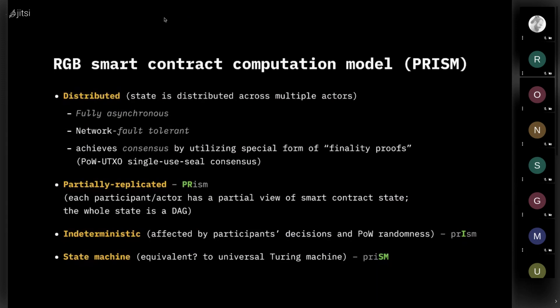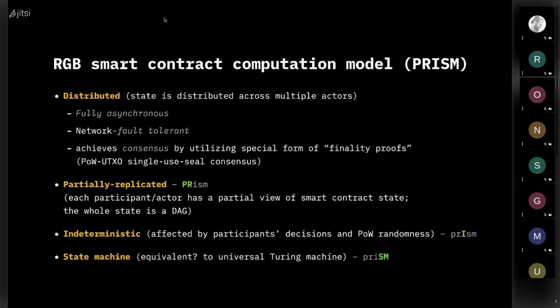And the interesting part is that RGB is an indeterministic computing, meaning that the actual evolution of the smart contract itself is affected by participant decisions and proof of work randomness. So it's not a deterministic state machine. And finally, of course, RGB is a state machine, because we have a state and we have state transitions.